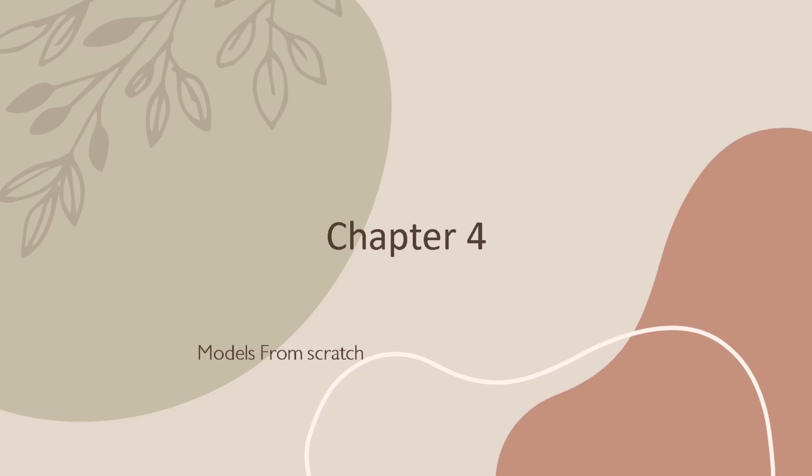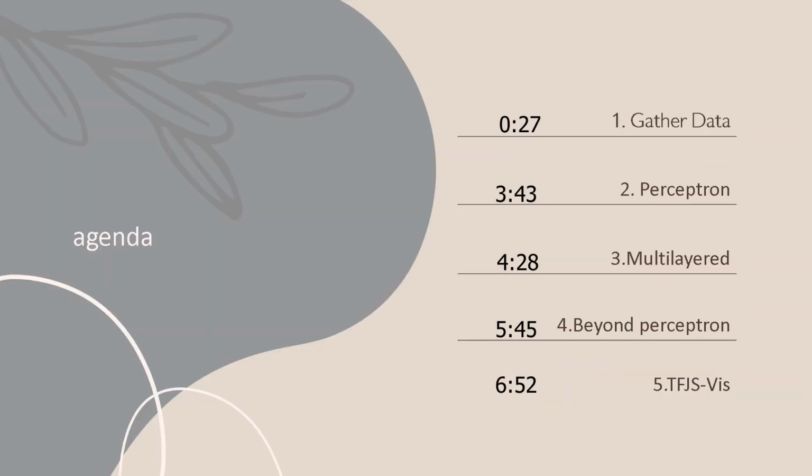This is Chapter 4 of the WebML course, Models Made from Scratch. These are the time codes for the sections, and it's going to mirror the tutorial, except I'm going to add the visual thing at the end. So: gather data, perceptron, multi-layer perceptrons, beyond perceptron, and then the tfjs-vis API library.